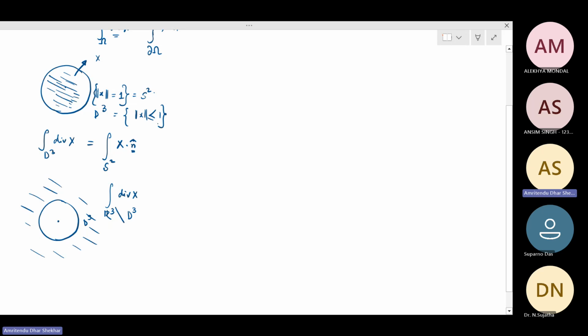Now you can again apply the divergence theorem. According to the divergence theorem, you're going to do integration over S2 of X dot N cap. Now there's one crucial thing. This is not a bounded region. So you can assume over here, for this integral to make sense, that X vanishes at infinity.